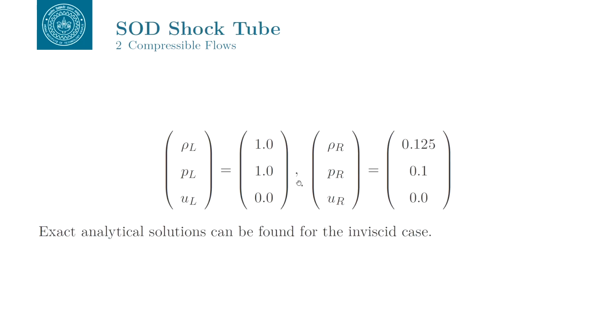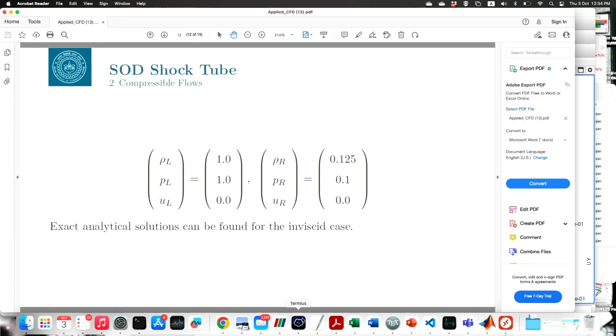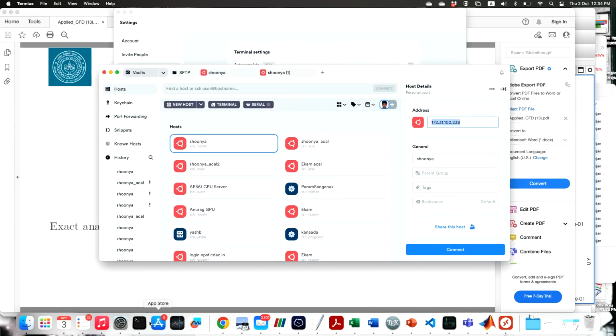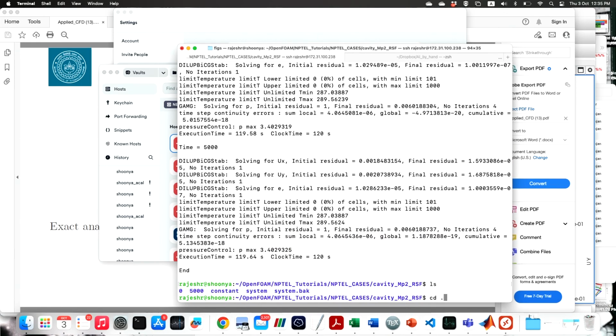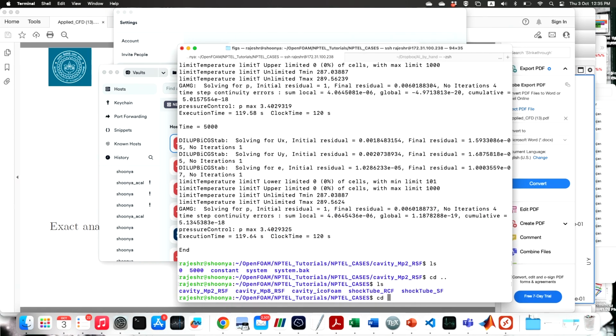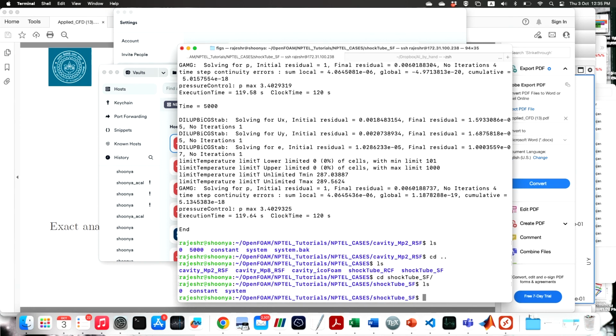So, let us set up this simulation. Because this has got shocks, typically two solvers are better for shocks. One is sonicFoam, another is rhoCentralFoam. Let me show you the setup for both. It has already been done, but we have already discussed that. Let us go to the shock tube. This is sonicFoam.